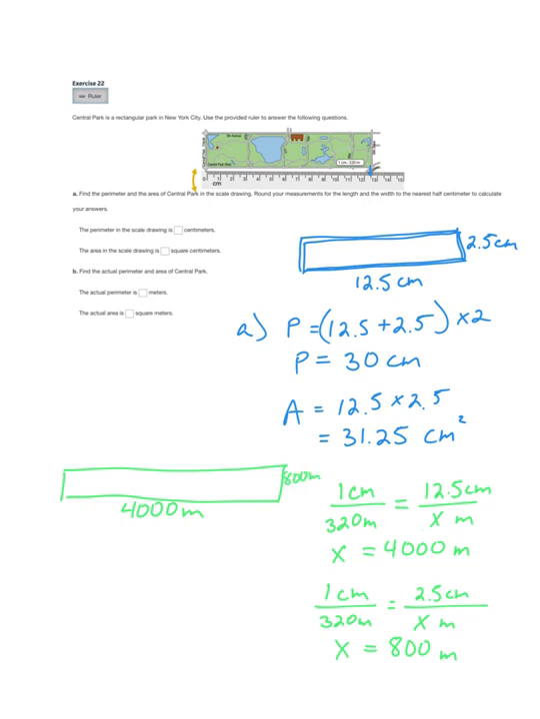So now we have the actual dimensions. So the perimeter will be 4,000 plus 800, all of that times 2, and I'll let you do the computation there. The area will be 4,000 times 800, and that'll of course be in square meters.